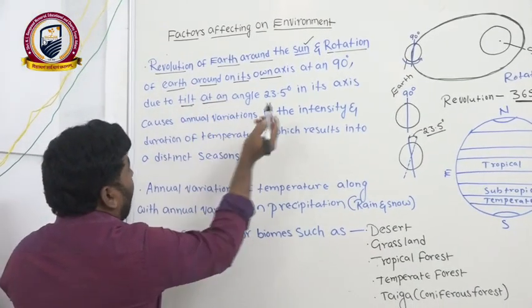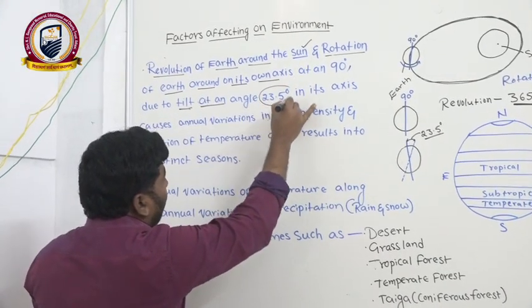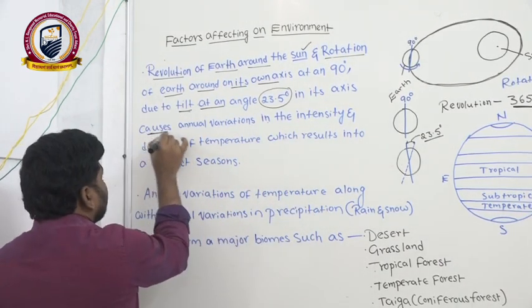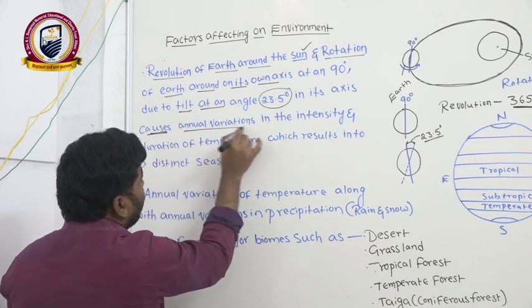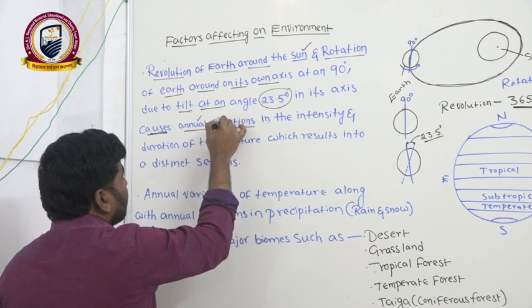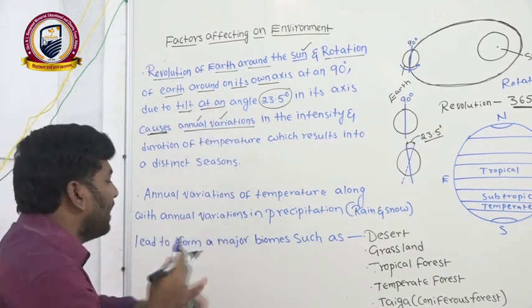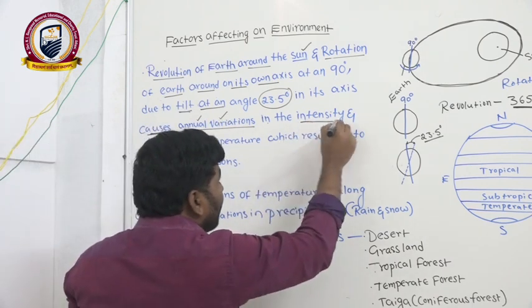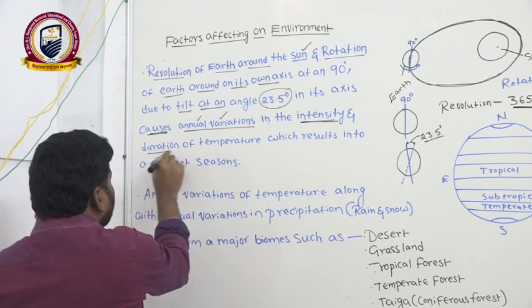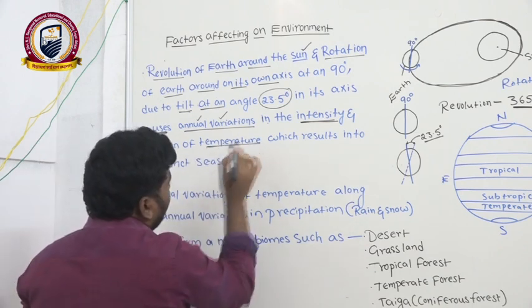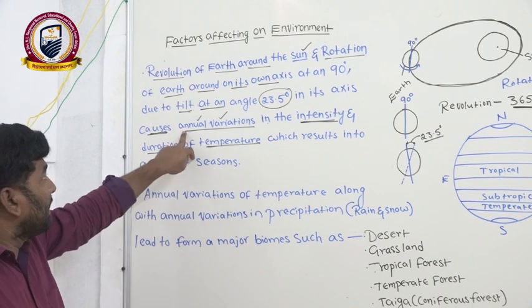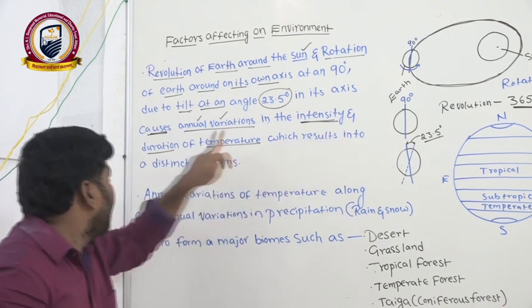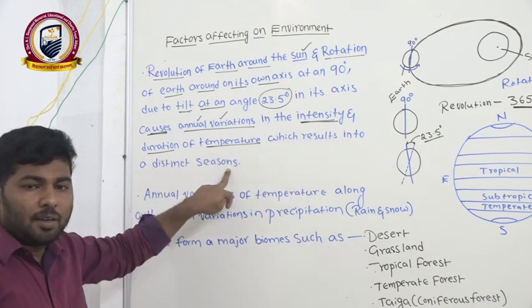The tilt at an angle of 23.5 degrees in the Earth axis causes annual variations. Annual variations means seasons. Variations means annually, yearly, the variations take place in the intensity and duration of temperature. Intensity and duration of temperature, which results in different seasons.